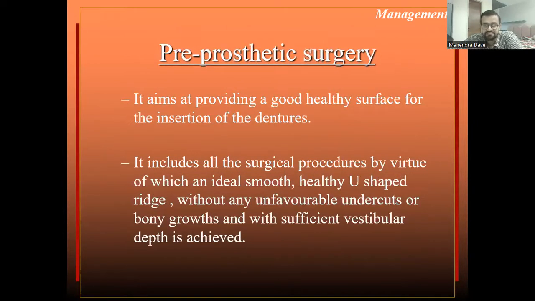Pre-prosthetic surgeries. They aim at providing a good healthy surface for the insertion of dentures. It is the preparatory stage before fabrication of the denture. Any situation which is unfavorable for the fabrication of denture should be eradicated before starting the procedure. It includes all the surgeries by virtue of which an ideal, smooth, healthy, U-shaped ridge without any unfavorable undercuts or bony outgrowths, and with sufficient vestibular depth, is achieved.